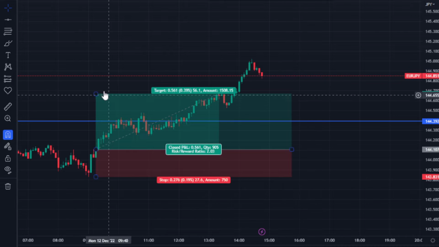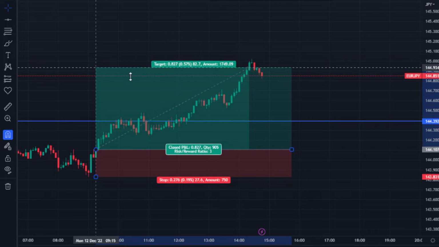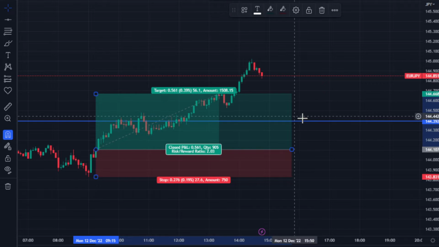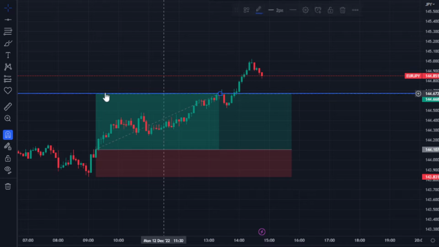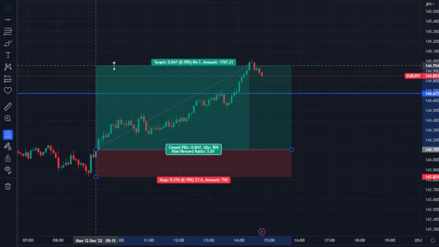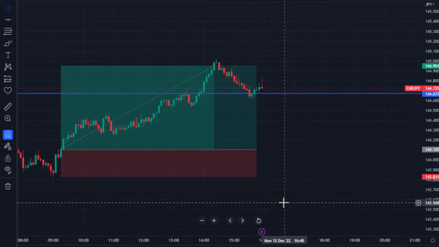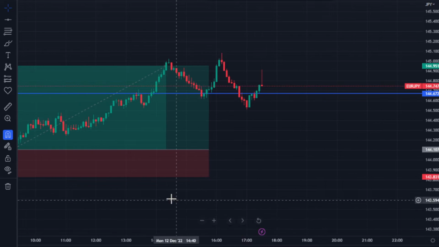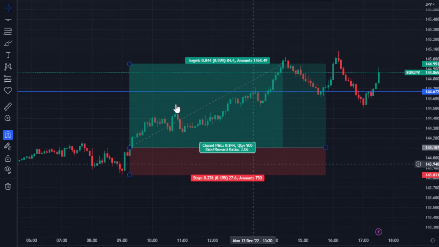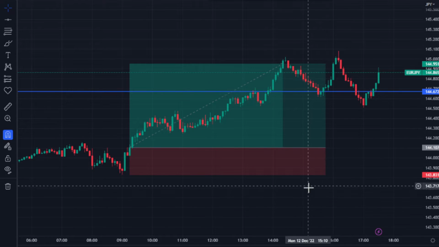Now we see that the price reached the 1:3 risk-reward ratio, so we move the stop loss to the 1:2 risk-reward ratio of our take profit. We see that the price touched our stop loss, but we exited in profit. And so we are going to repeat this risk management rule and get the maximum profit from the market.